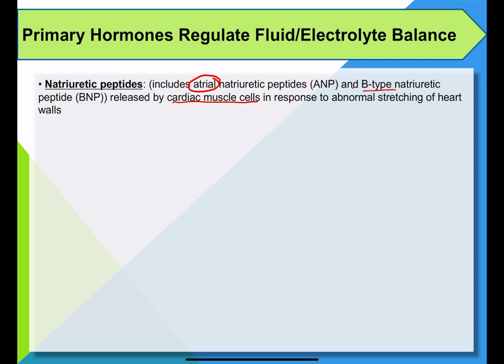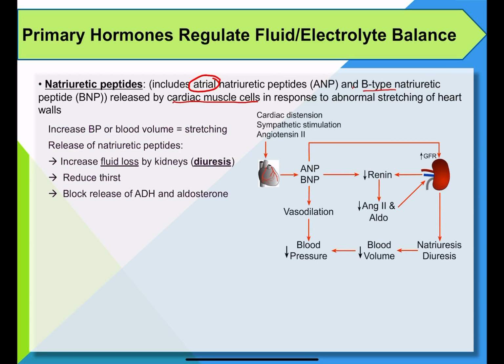Now, what causes the abnormal stretching of your heart chambers? We already learned that's when you have either an increase in blood pressure or blood volume that's going to stretch your cells, and that's going to activate receptors that stimulate the release of ANP and BNP.